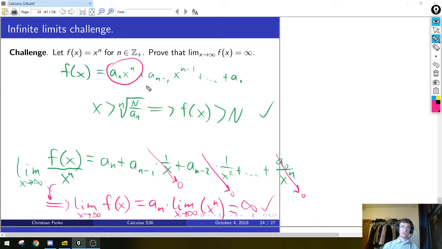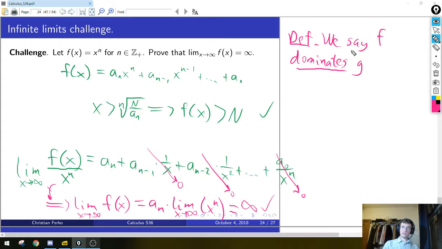It's always true that a polynomial of degree n dominates every polynomial of lower degree, n minus 1, n minus 2. What do I mean by dominates? So, definition, we say f, I like this term because it sounds kind of kinky, f dominates g, like there's handcuffs and whips involved.